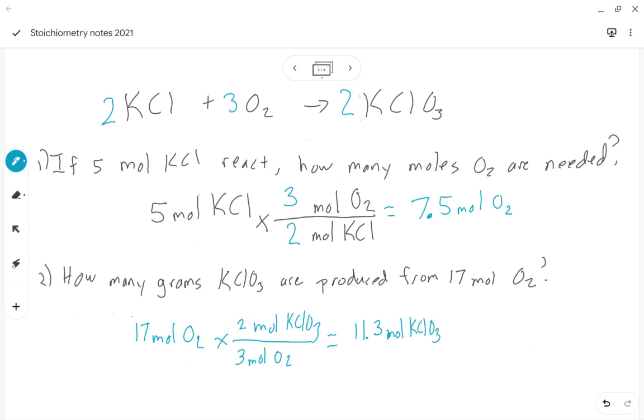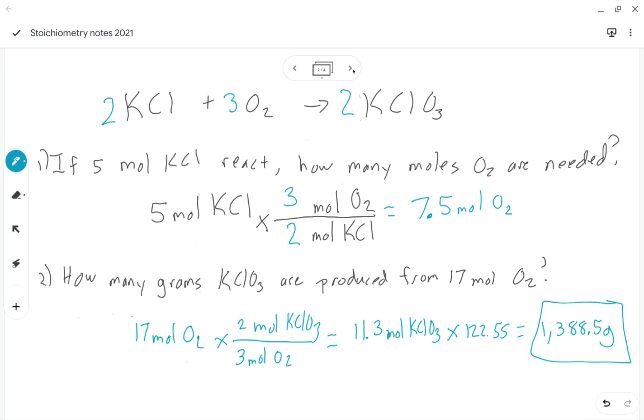Then if the problem wants us to get that into grams, we just multiply by the molar mass of potassium chlorate. We take the mass of potassium, 39.1, plus chlorine, 35.45, plus oxygen, 16 times 3, because there's 3 oxygens. That gives 122.55, and we get a really big number, 1,388.5 grams. And that is ultimately how you solve this problem.